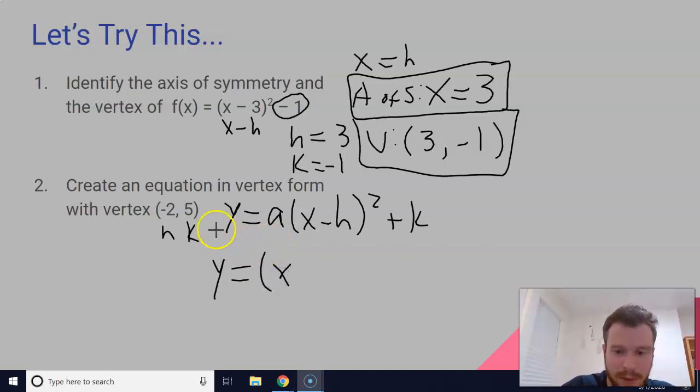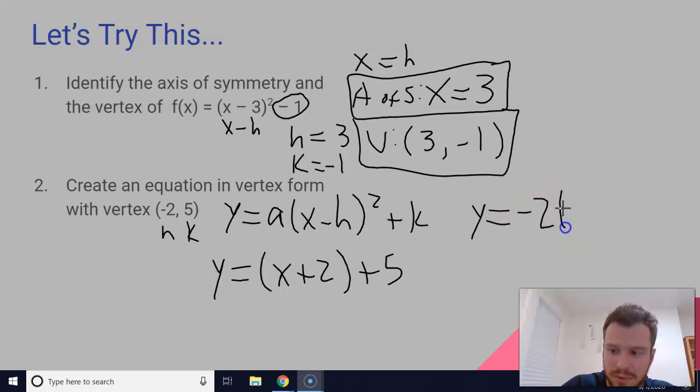X minus negative 2 will give us x plus 2. And then k is 5, so plus 5. Or we could say, again, we can make up any value of a. We could say y equals, I don't know, negative 2 times x plus 2 plus 5.